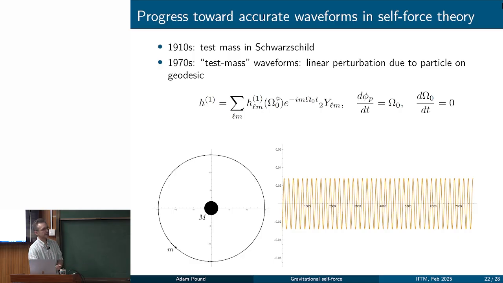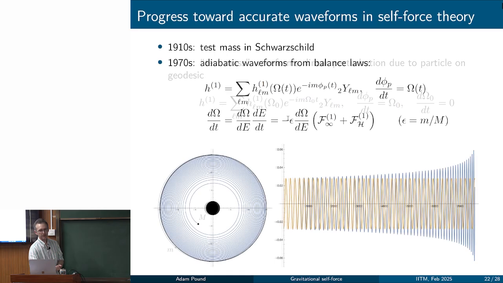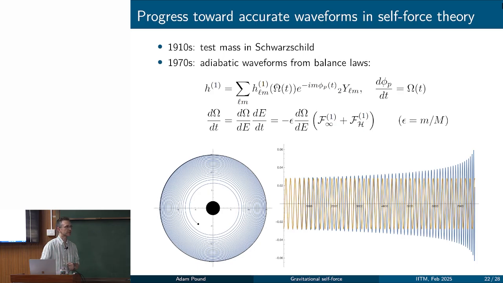Because these amplitudes are exactly the same. These h1s are exactly the same for the geodesic as for the evolving orbit. The only difference is that the frequency is evolving in the one case. But as a function of frequency, it's the same.